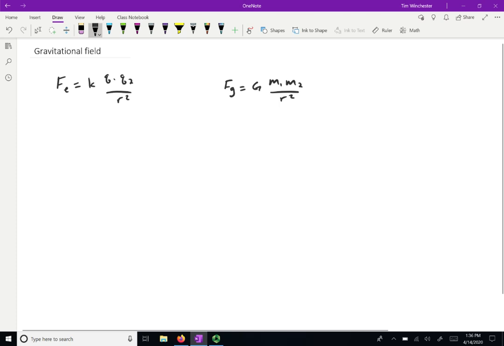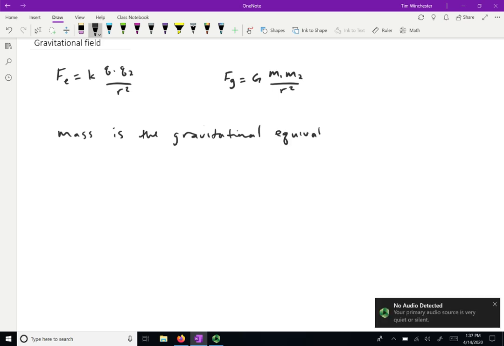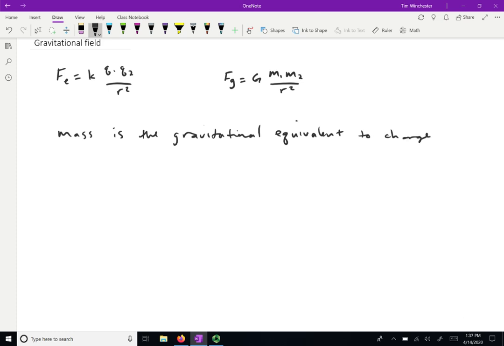We can also see that mass is the gravitational equivalent to charge. Okay, so electric charges are this material property that tell us how strong the force between two objects is going to be. Similarly, mass is this gravitational property that tells us how strong the force between two objects is going to be. So we can think of mass as being like charge. They play the same role in these two equations.